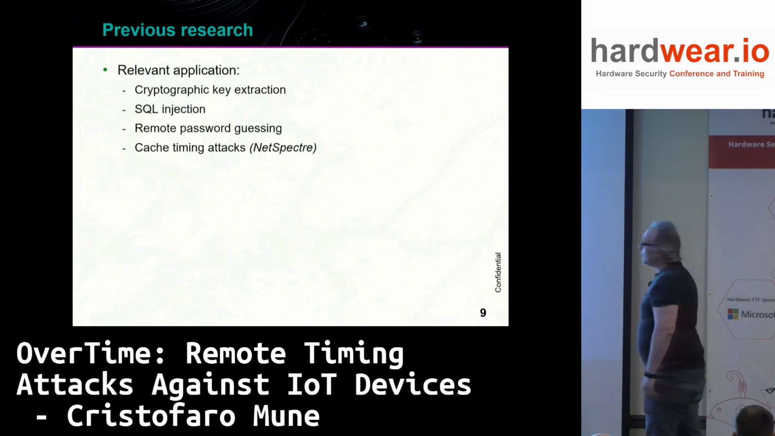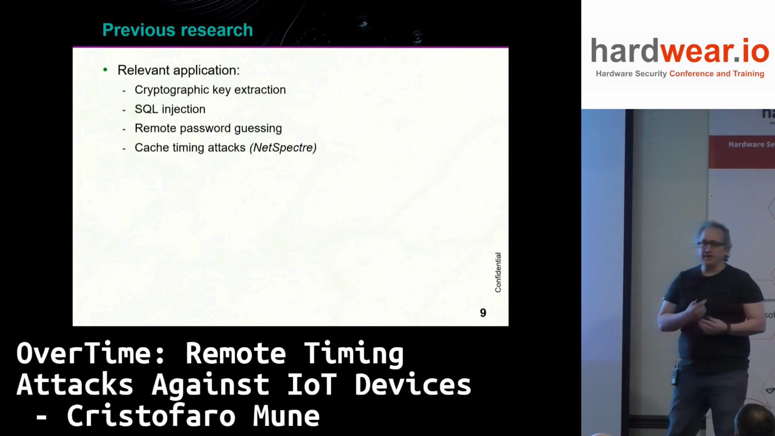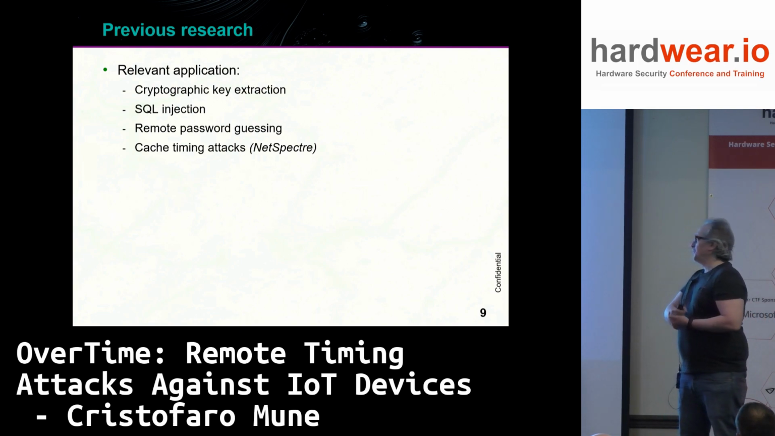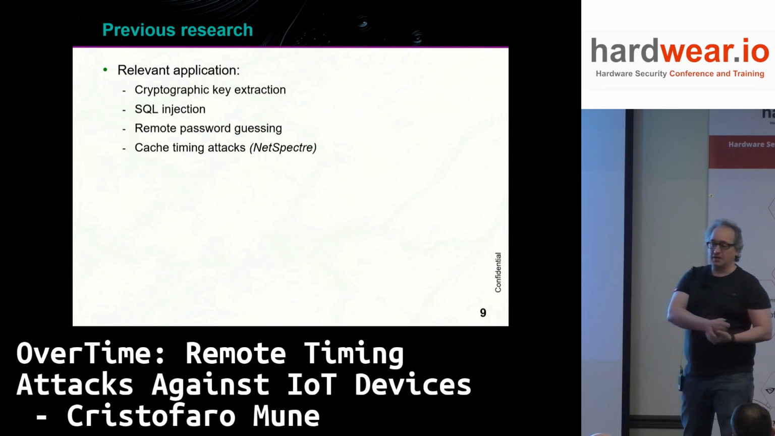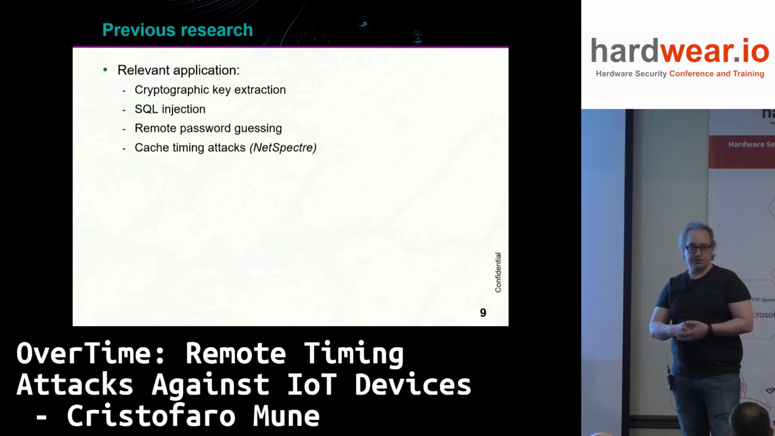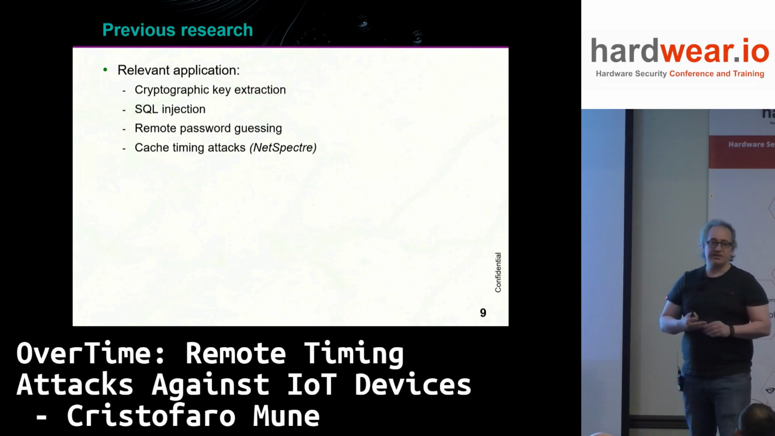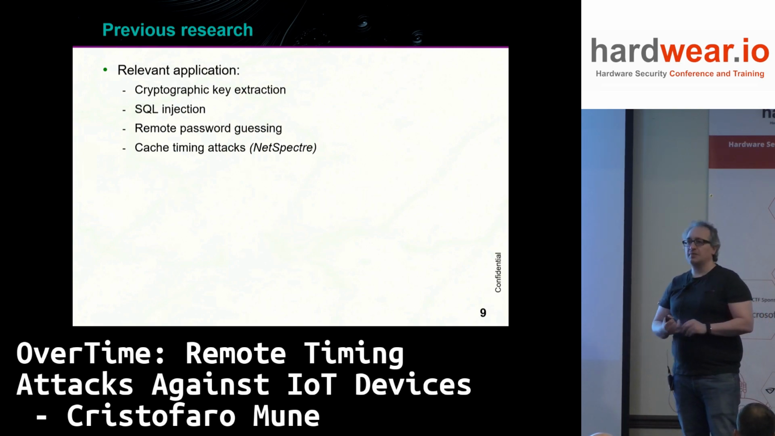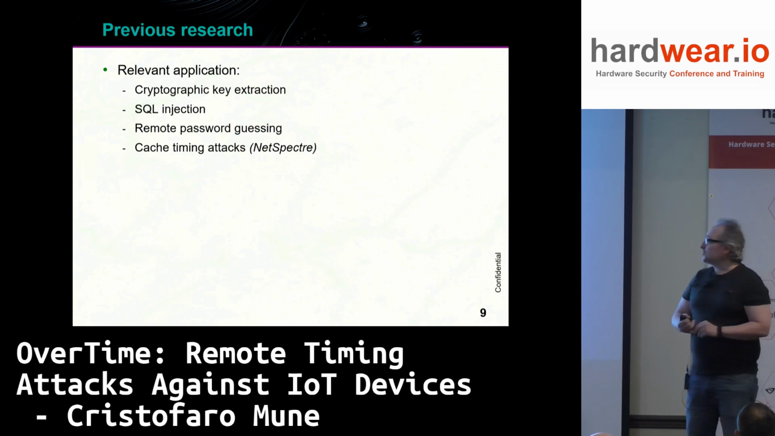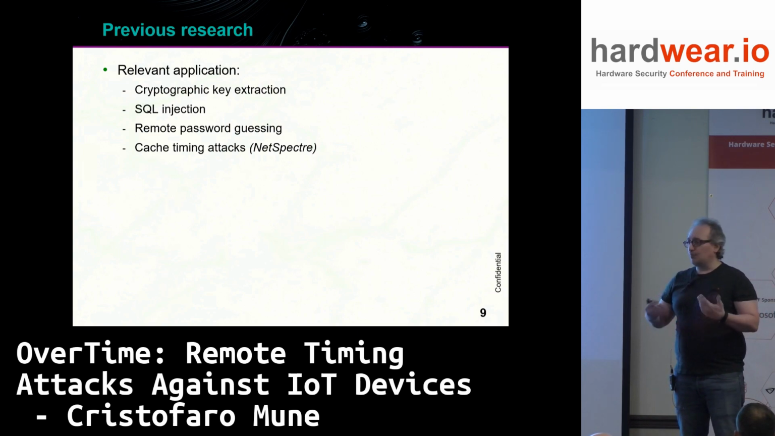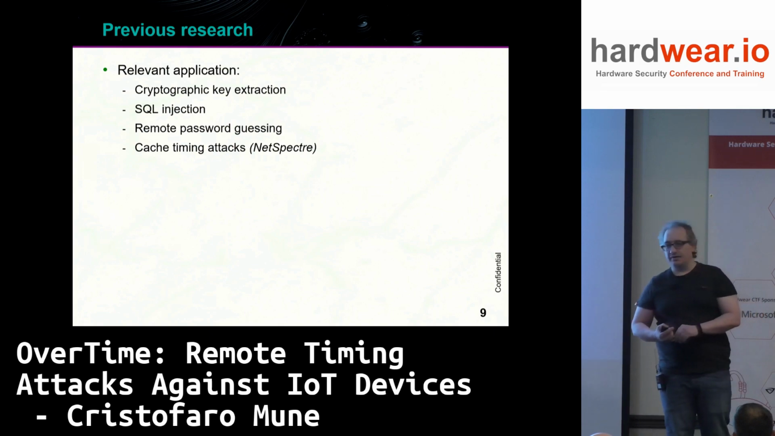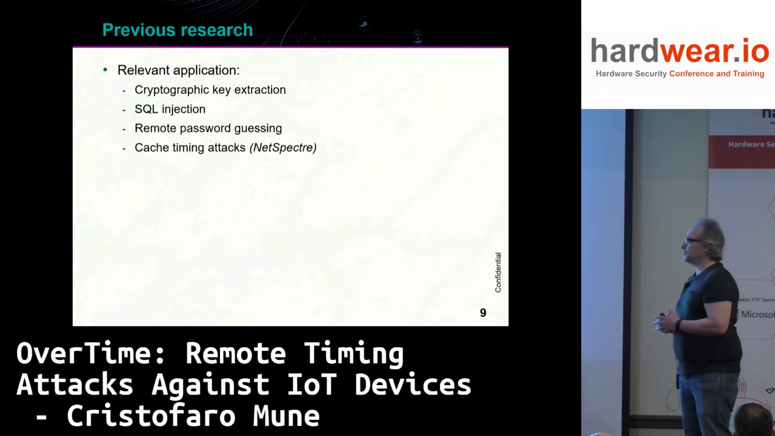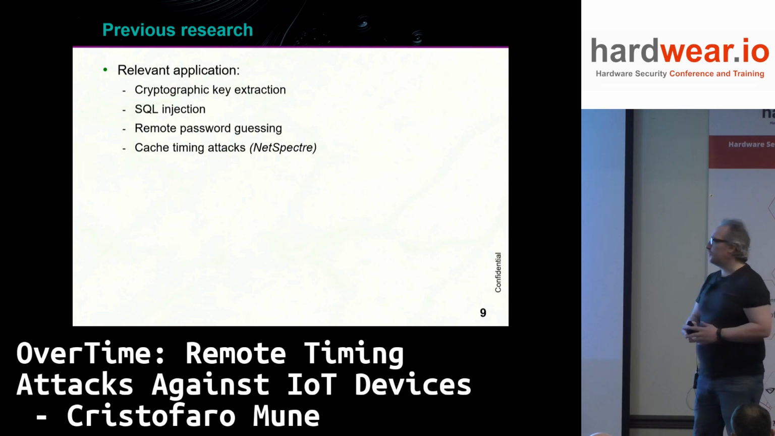What has been done until now? Well, relevant applications have been the extraction of cryptographic keys, SQL injection, basically, remote password guessing, although not so much for a reason which we are going to discuss in a moment, and even NetSpectre with cache timing attacks. Some are quite exotic, some are quite practical. The SQL injection is actually used in the case of blind SQL injection, when you need to extract, let's say, table names and other field names and so on. I'm not an expert on this part, I leave this to other people.